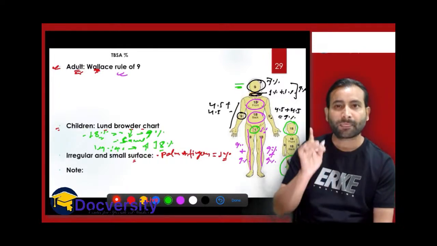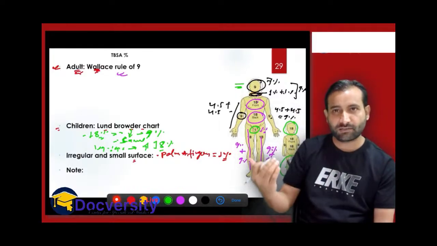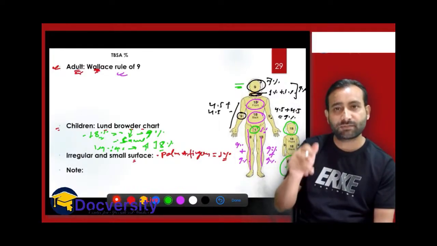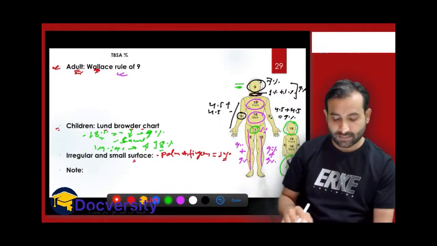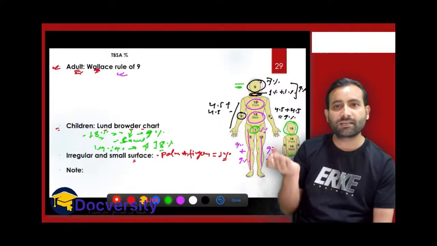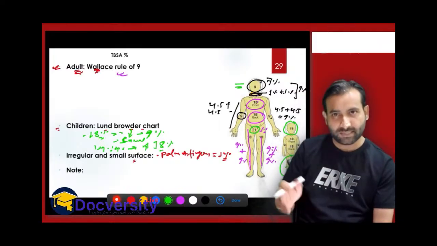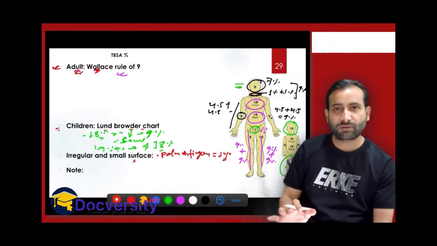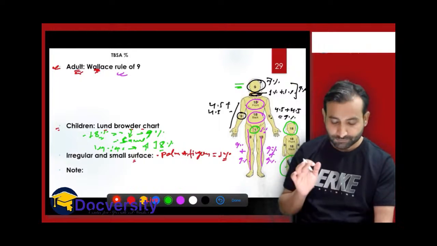So remember, in the children, the head is greater than the adult and it keeps decreasing when the age increases. Legs have a percentage less than the adult, so it keeps increasing with the age, right? Head keeps decreasing, legs keep increasing. Rest of the other body parts remain constant. Remember, these are the differences, right?